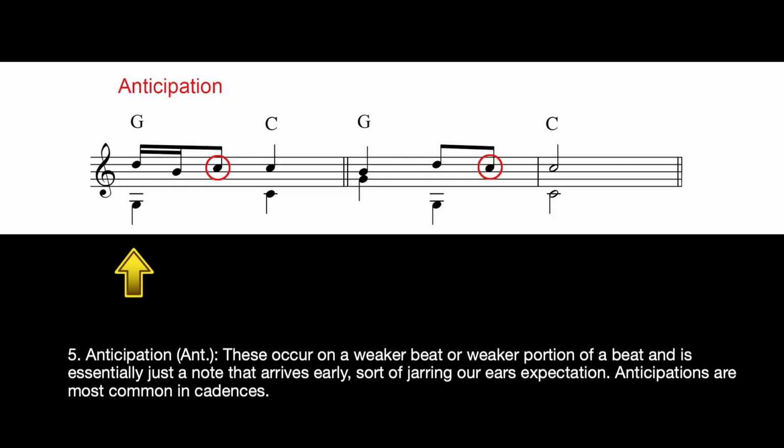Next we have anticipations, which occur on a weak beat or a weak portion of a beat, and it's essentially just a note that arrives early, so it's a chord tone of the very next chord.